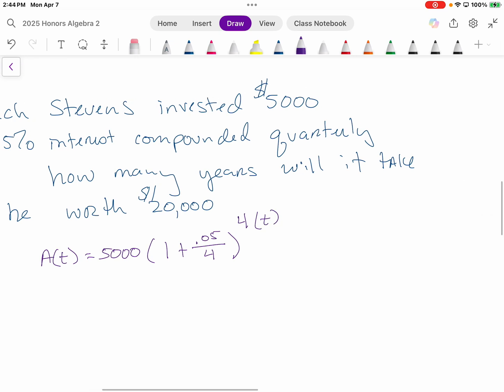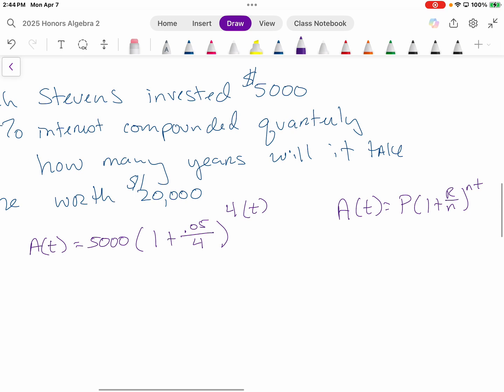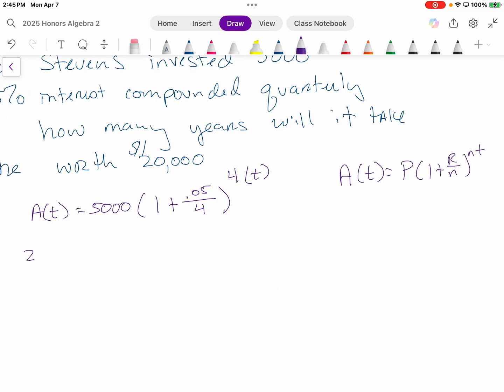So again, this formula, I know you don't have it memorized. Okay, there's the formula I just used. And I want to figure out, when does that formula equal 20,000? How many years is it going to take for that to happen? And so we're going to use logarithms to help us solve for t.